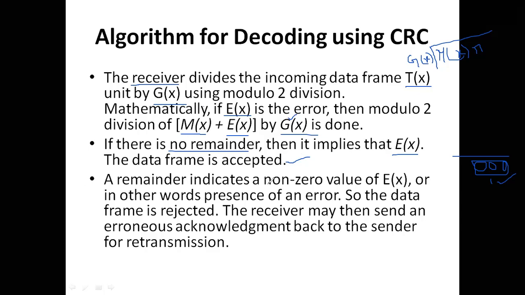If the remainder is non-zero, meaning any one values are there in the remainder, in other words, presence of an error, then the data can be rejected and the receiver may send an erroneous acknowledgement message back to the sender for retransmission. So this is the process of decoding.